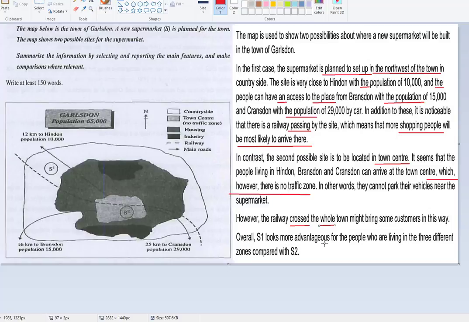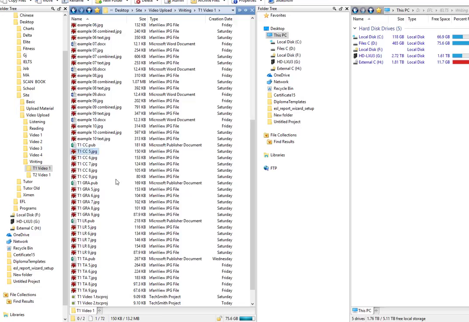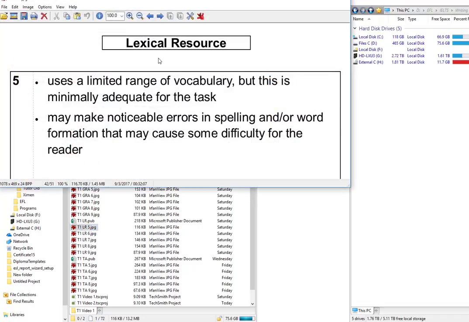Overall, site 1 looks more advantageous for the people who are living in the 3 different zones. I don't know what the zones refers to. These zones? Housing industry. But do people live in industrial zones? I don't know. I don't think so. 5. Just too many errors.